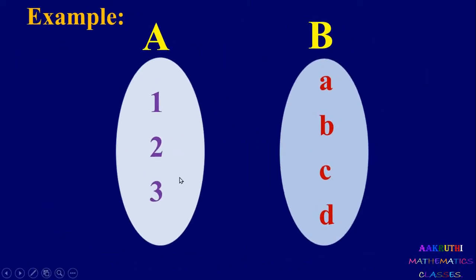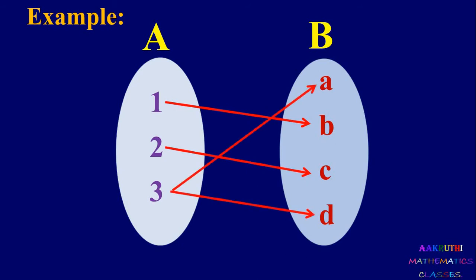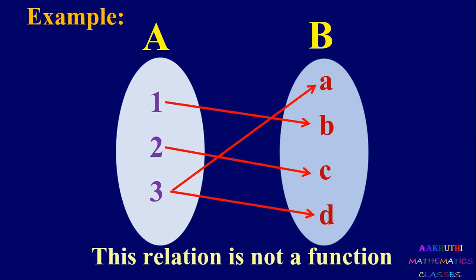Next, consider one more example. Consider set A with 1, 2, 3 and set B with a, b, c, d. Now 1 related with b, 2 related with c, 3 related with a, also 3 related with d. Now this relation is not a function since 3 is related with 2 elements. So 3 is related with a, also 3 is related with d. So this relation is not unique. Therefore this relation is not a function.